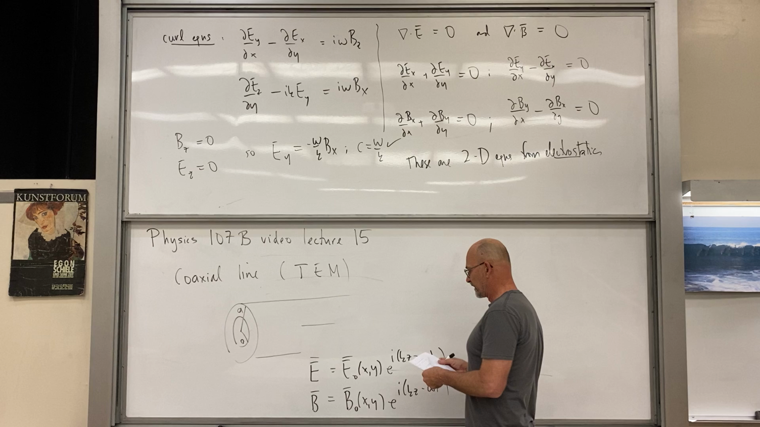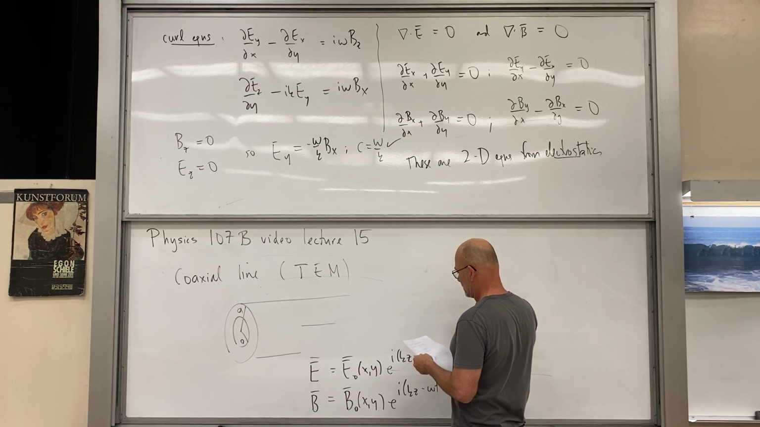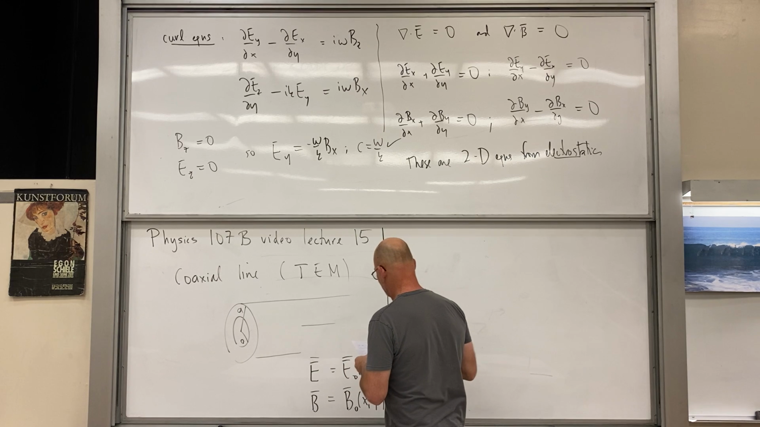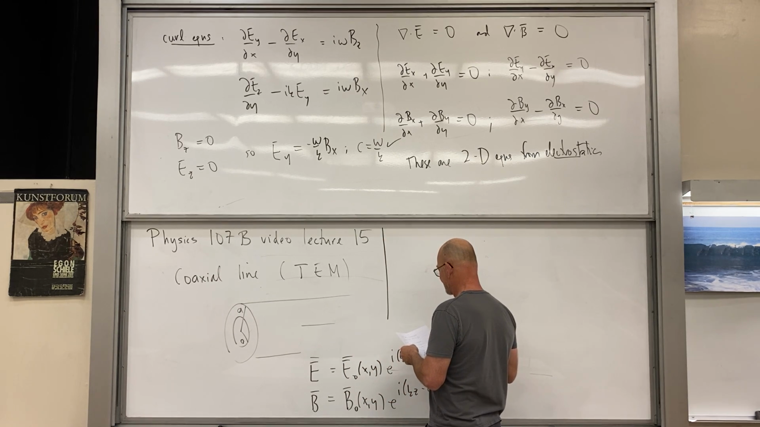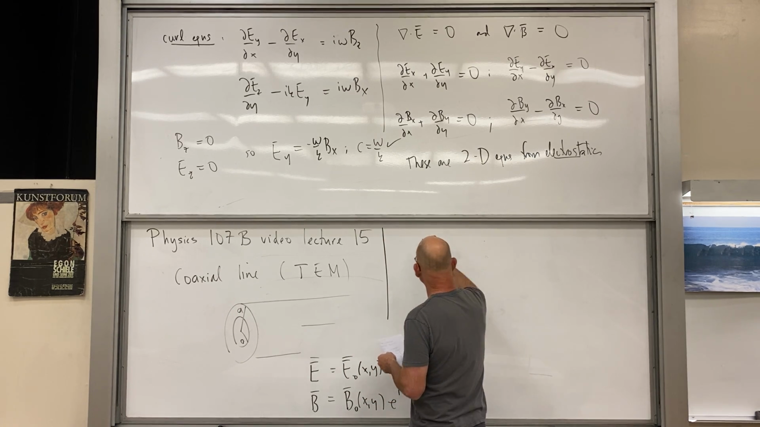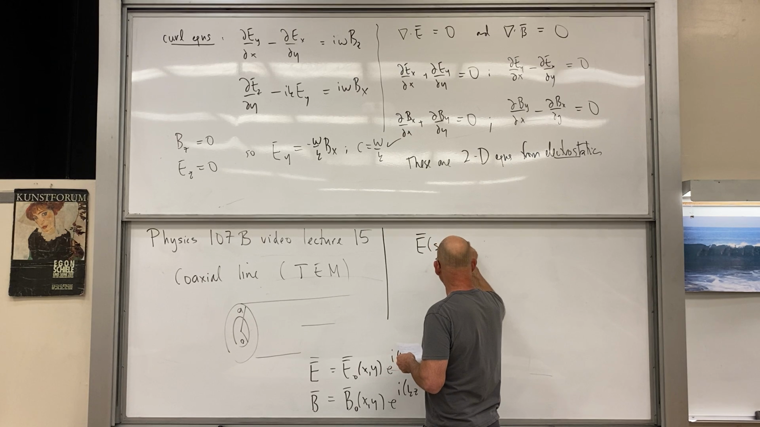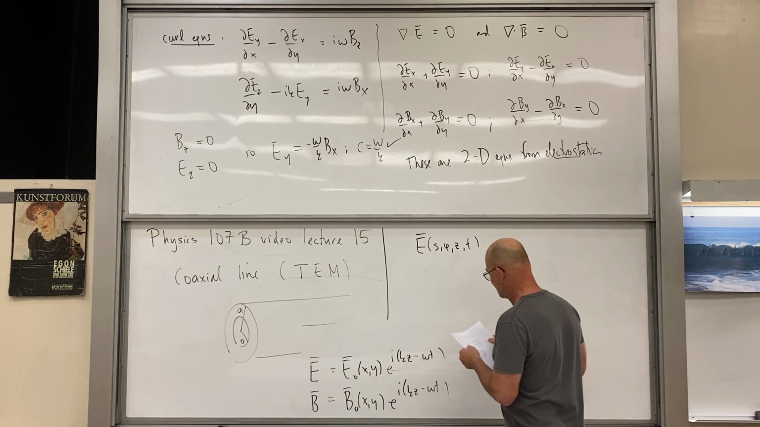So what do we have here? In fact, I can write the whole thing. I don't have to write them separately. Let's just go ahead and write the solution and have a good look at them. So we're looking at E, S, Phi, Z, and T.